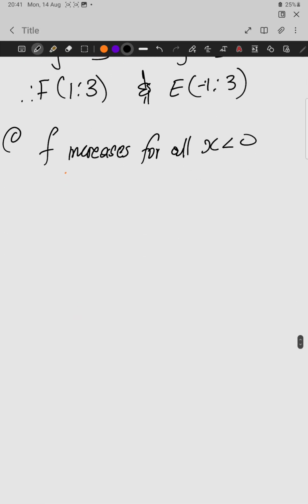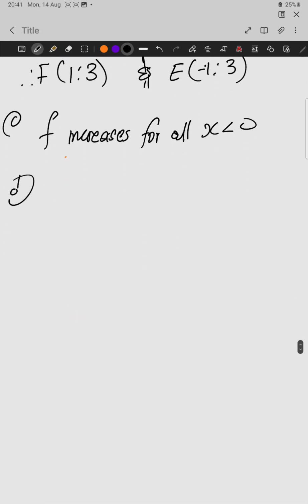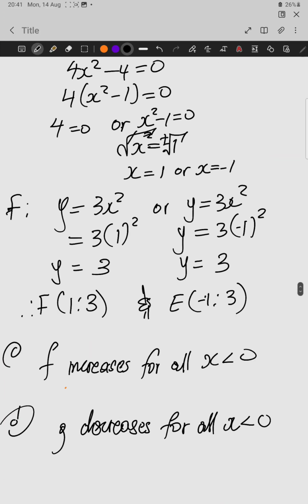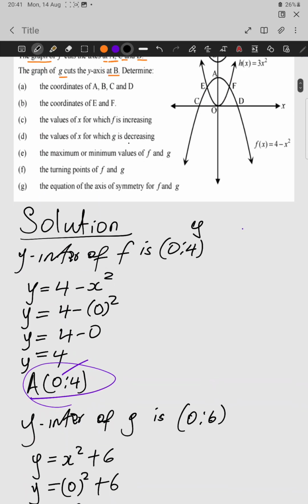So to answer this question, the number should be d. So we're saying, sorry, it must be g. We're saying g decreases for all x is less than 0. So we move on to the next one.